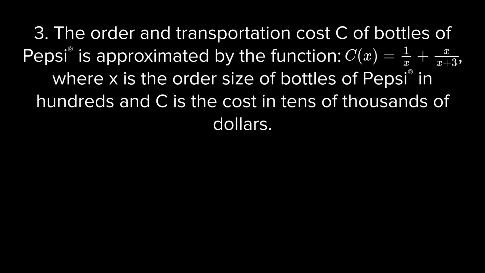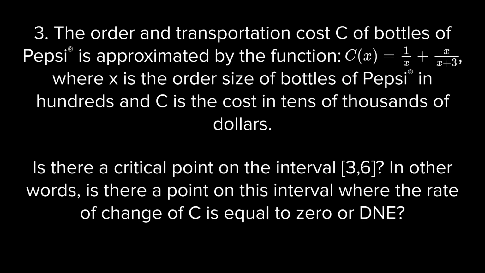Alright, so finally we have problem 3, and this is a word problem. It's loosely based on problem 11 from one of the homeworks, but it's not entirely the same, so they won't have the same answer. It says, the order and transportation cost C of bottles of Pepsi is approximated by the function C of x equals 1 over x plus x over x plus 3, where x is the order size of bottles of Pepsi in hundreds, and C is the cost in tens of thousands of dollars. So based on this, is there a critical point on the interval 3, 6?